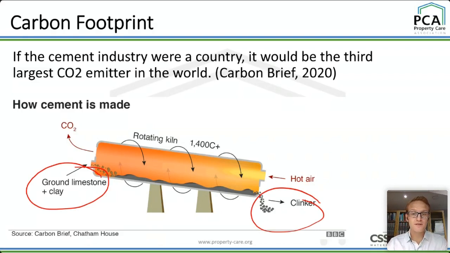But the way that happens is you get hot air at 1400 degrees C going through here, and part of the chemical reaction emits carbon dioxide. So not only are you heating a huge amount of material to 1400 degrees, which is going to use a lot of energy and produce some serious carbon emissions, you also have the chemical reaction itself releasing carbon dioxide. So cement production leads to significant carbon emissions.